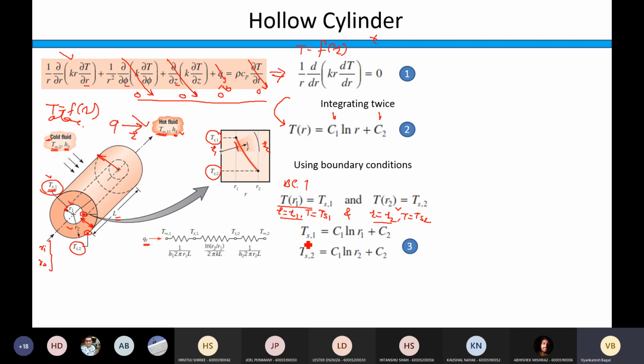So when you use these two boundary conditions one by one, what you will get is equation 3. First you will get Ts1 is equal to C1 ln R1 plus C2, and the second equation you will get Ts2 is equal to C1 ln R2 plus C2. So now you have two equations and two unknowns, C1 and C2. Solving these two expressions, you should be in a position to find C1. So your constants of integration will look like this. Note this down. C1 will be Ts2 minus Ts1 divided by ln R2 by R1, and C2 will be Ts1 minus Ts2 minus Ts1 divided by ln R2 by R1 into ln R1. These are the constants of integration C1 and C2.